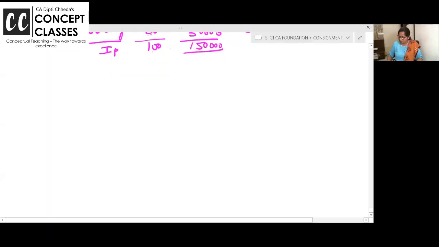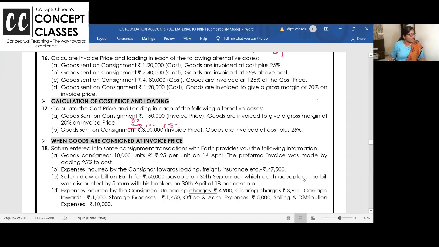Chalo. One second. I'll go to the question. So for the first one, the answer is 1,50,000. Invoice price आपको दिया है, तो cost will be 120. Write and presentation करो. And second one may be invoice price is given to you. That is 3 lakh. The cost is coming 2,40,000. Nice.